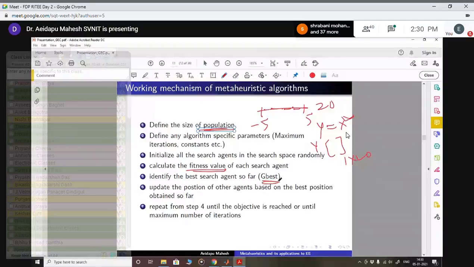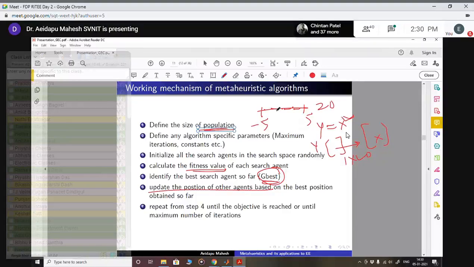Then find out the best value. Out of these 20 values, you find out which solution gives the minimum, the global minimum possible in these 20. Then the value in the x matrix corresponding to that y is going to be your G best. The position corresponding to the minimum value of y is your global best position so far. Based on this global best position, you are going to update the positions of all other 20 points. And then once the positions are updated, you repeat the same process.